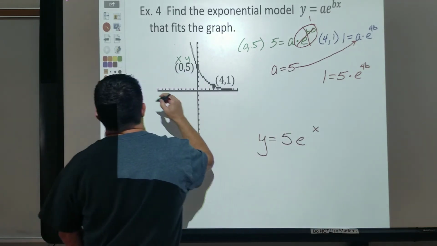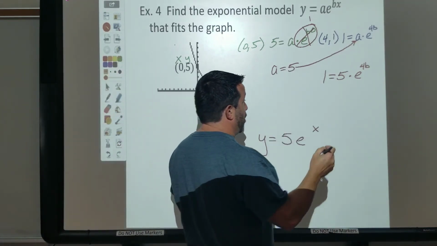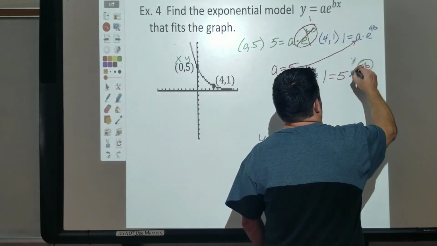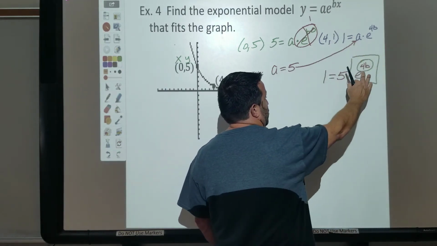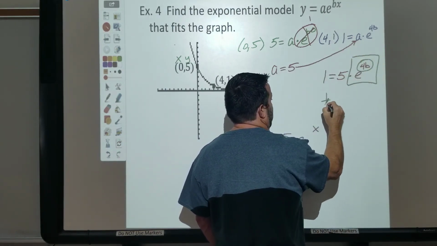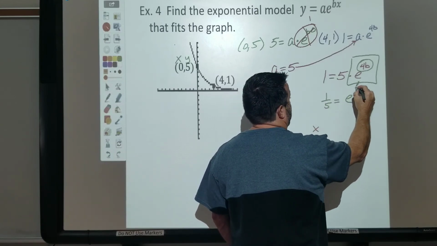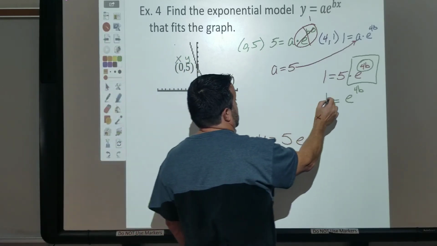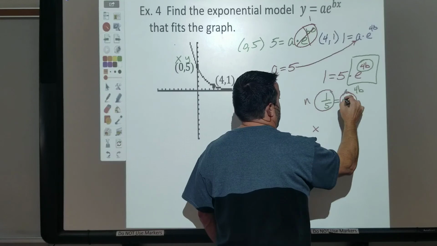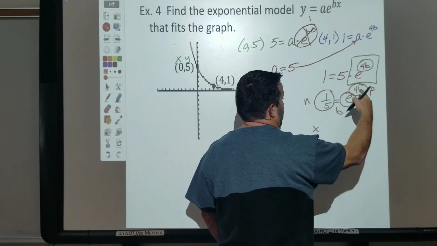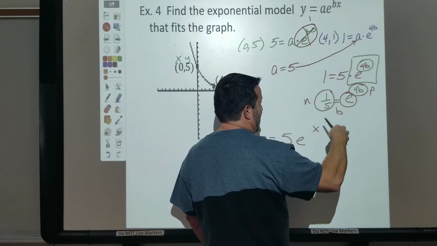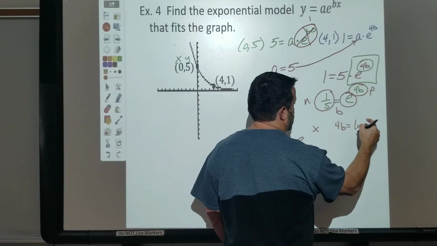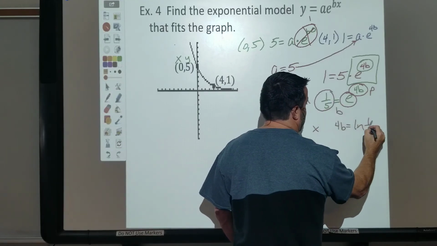Again, same old song and dance for us, guys. Our variable that I'm looking for is up in an exponent. So the first thing I do is try to get this whole exponential expression by itself. So I divide by 5 and I get 1/5 equals e to the 4b power. Then, because this is n, this is my base, and this is the p value for the power, I can rearrange that and I can get that 4b by itself by taking the natural log base e, of 1/5.